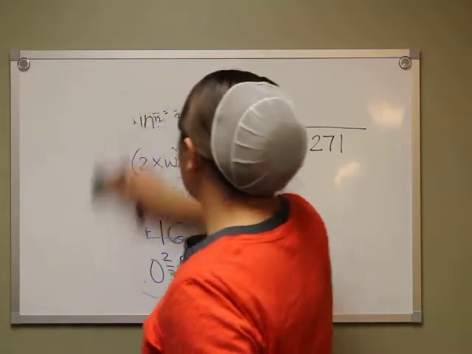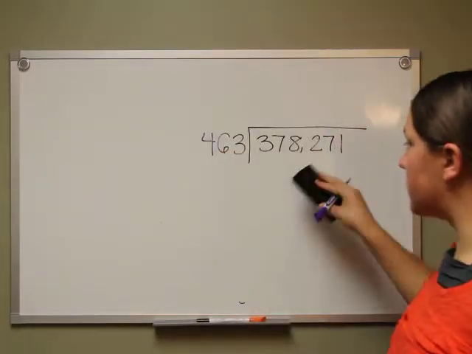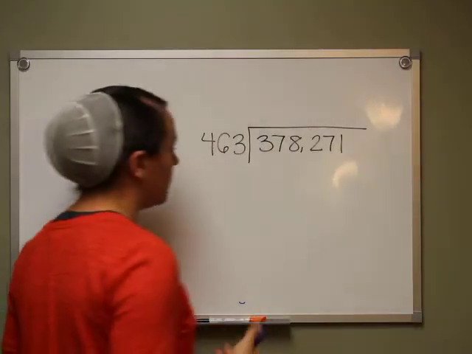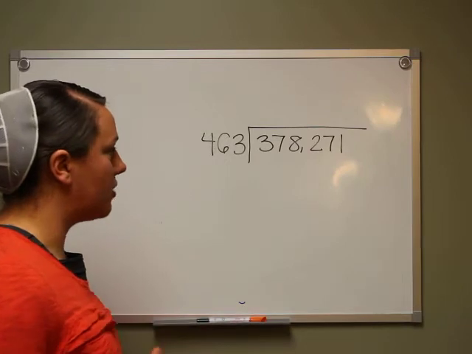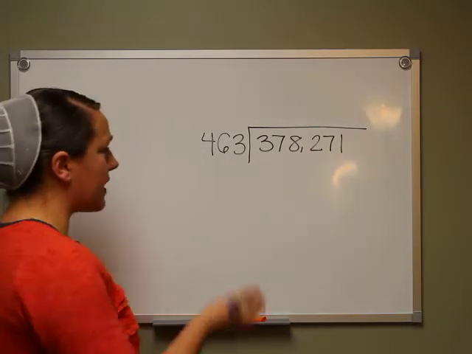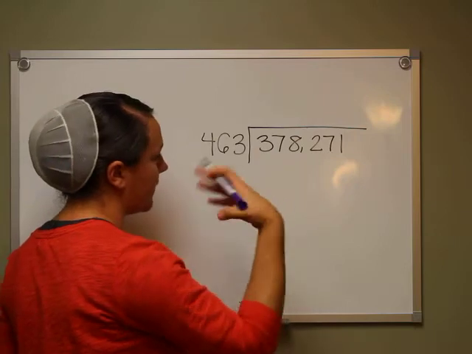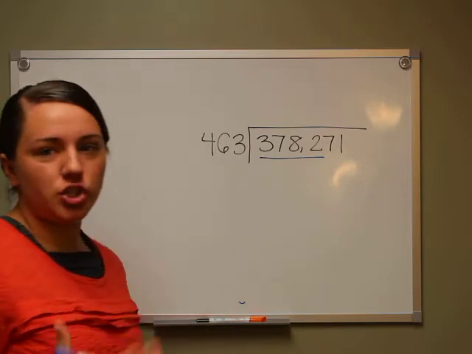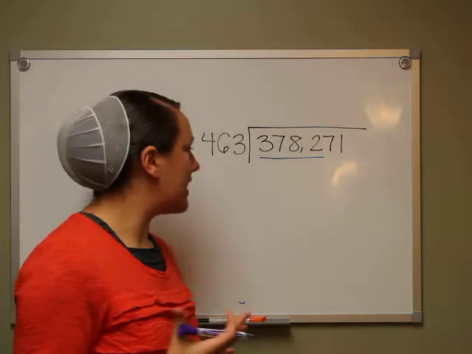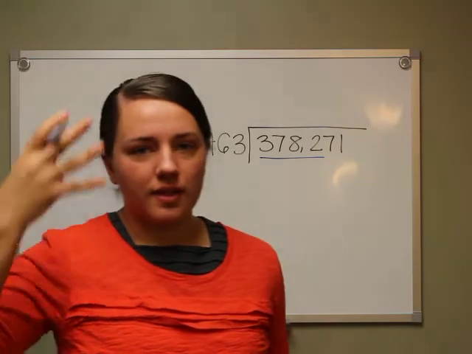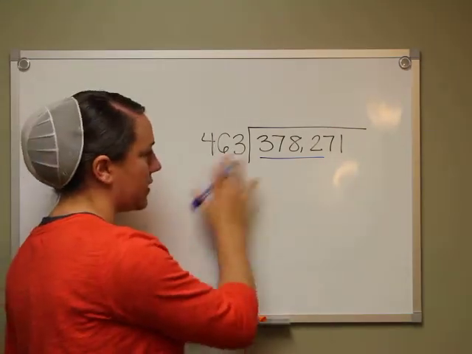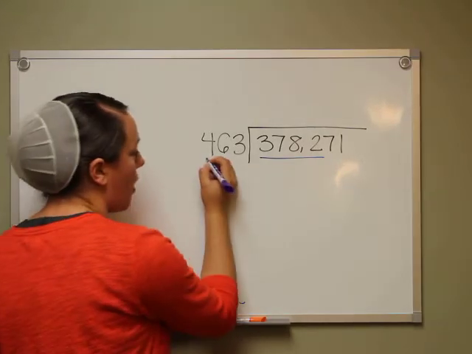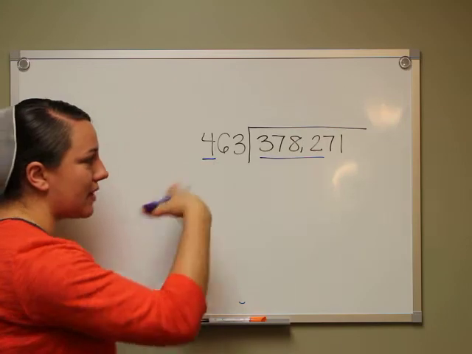Okay, let's go over how to do a large division problem like this. So we have 378,271 divided by 463. Now, we cannot take 463 into 3 or 37 or 378. We can take it into 3,782. Now, we want to estimate because it's not very easy for us to think quickly how many times 463 goes into 3,782. So we are going to estimate with our 4. Since this is a 6, we estimate with a 5.